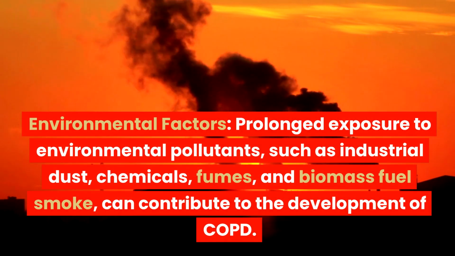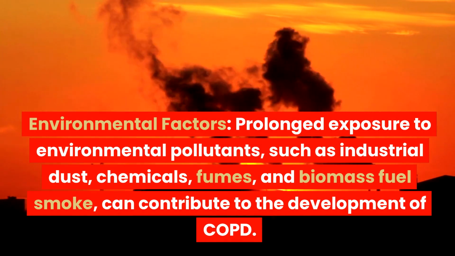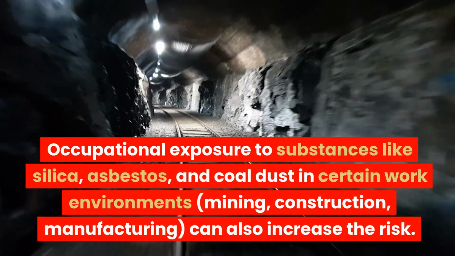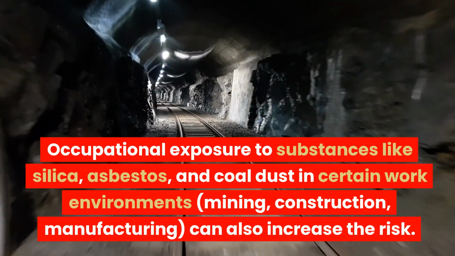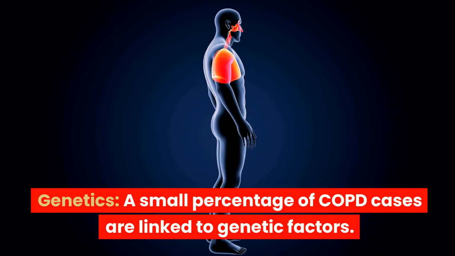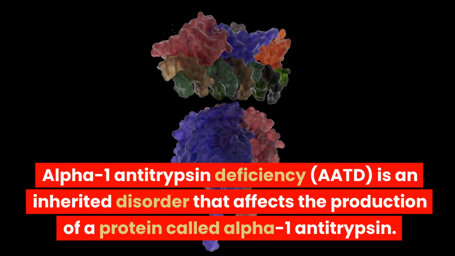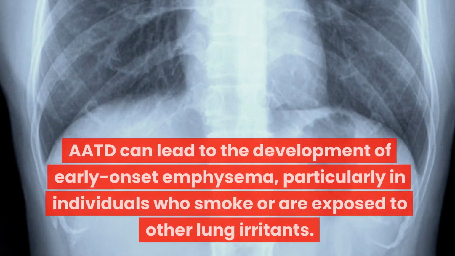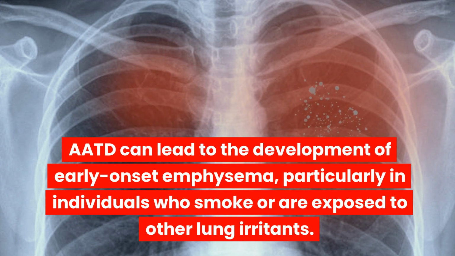Environmental factors. Prolonged exposure to environmental pollutants, such as industrial dust, chemicals, fumes, and biomass fuel smoke, can contribute to the development of COPD. Occupational exposure to substances like silica, asbestos, and coal dust in certain work environments, mining, construction, manufacturing, can also increase the risk. Genetics. A small percentage of COPD cases are linked to genetic factors. Alpha-1 antitrypsin deficiency, AATD, is an inherited disorder that affects the production of a protein called alpha-1 antitrypsin.